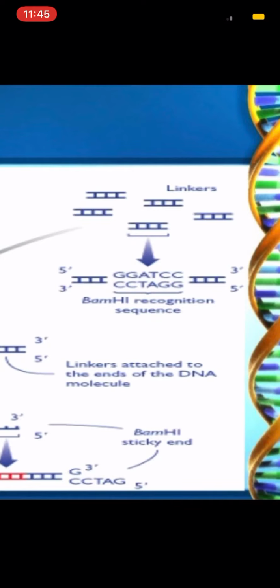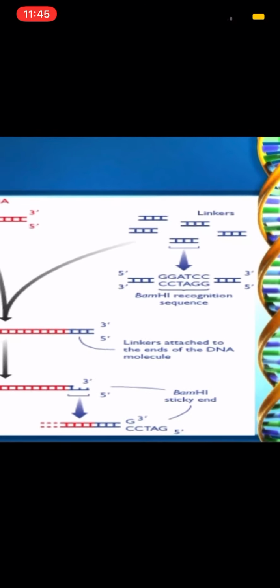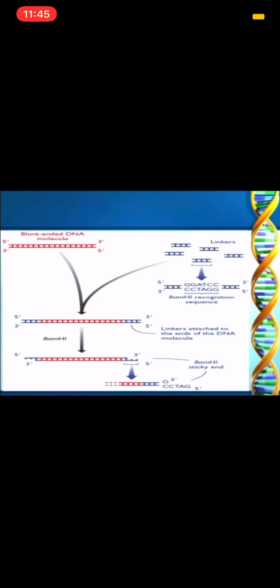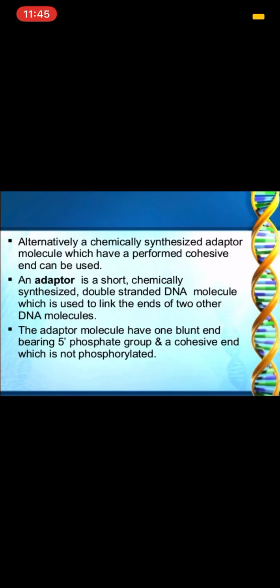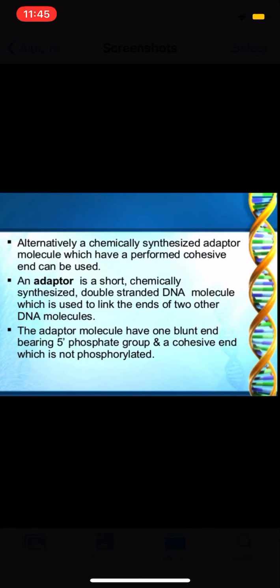These are the known sequence molecules. They have the BamHI recognition sequence. The linker is attached to the end of the DNA molecule. After the linker is attached, it has a BamHI restriction site. After the restriction endonuclease acts on it, it produces sticky ends and they can then be used to ligate with the foreign DNA. There is an alternative, a chemically synthesized adapter molecule which has a preformed cohesive end.